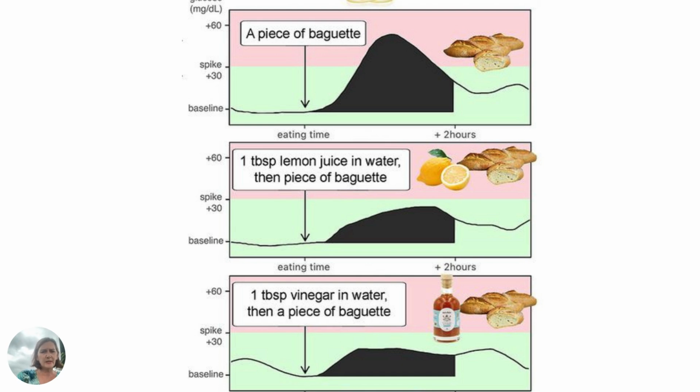There is science behind using something acidic like lemon juice or vinegar in terms of how these graphs then play out. So, a teaspoon of lemon juice in a glass of water, if you have that just before you eat the baguette, your sugars react differently. And the most powerful of these is a tablespoon of vinegar and water, and then a baguette. And you can see the graph is much smoother.